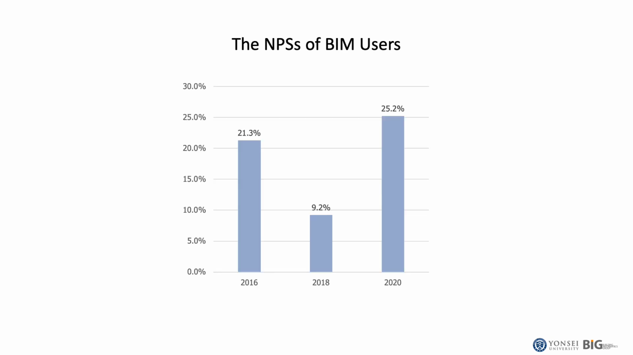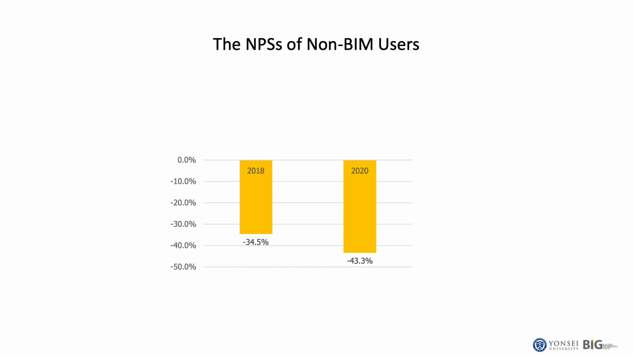In our survey, we used the NPS to understand the potential growth of BIM. The NPS values of BIM users were 21% points in 2016, 9% points in 2018, and 25% in 2020. Although there were some fluctuations, the numbers were all positive. From 2018, we started measuring the NPS of non-BIM users. Non-BIM users gave negative NPS values to the referral intent question. We knew that non-BIM users' attitude toward BIM was not positive, but didn't expect that the NPS values of non-BIM users would be this low.